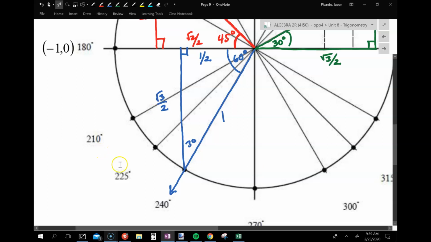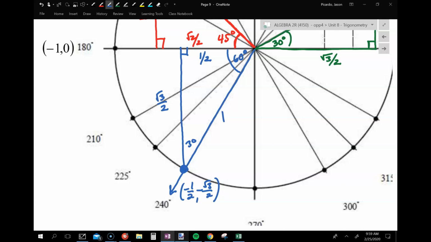So if I asked you to label this point at 240, how do we get there? From the origin, I move to the left. So that makes the half what? And then I move down how much? And it has to be negative. Do you guys agree that I could do that for any multiple of 30, 60, or 45? Yeah, any one of them, right? Okay?